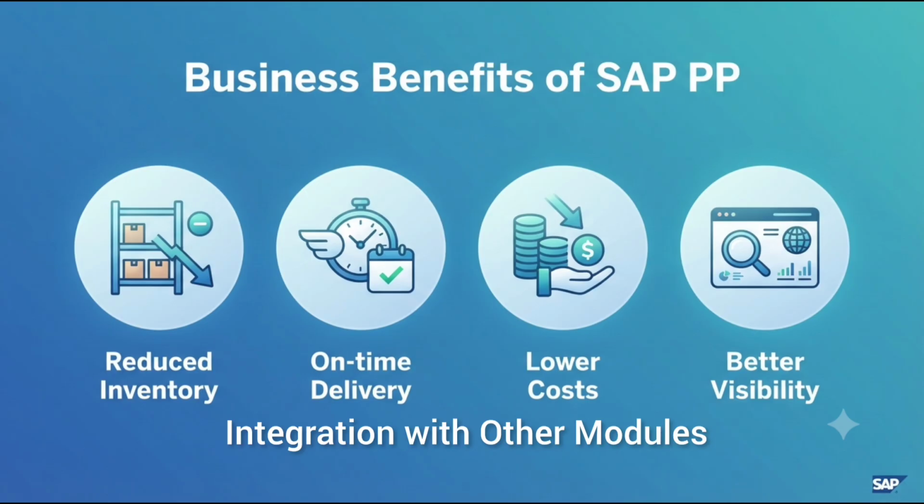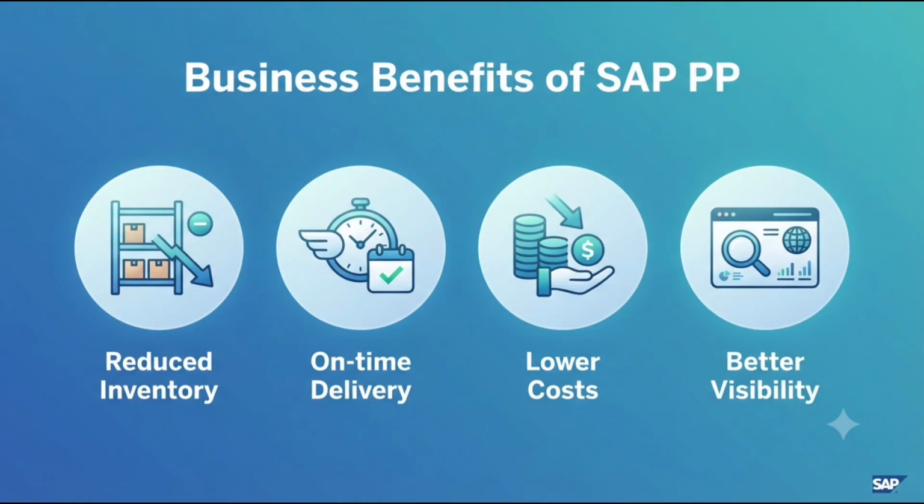Integration with other modules. SAP PP does not work in isolation. It is tightly integrated with other modules such as materials management, sales and distribution, quality management, and finance. Demand comes from sales, materials are procured through materials management, quality checks are handled by quality management, and costs flow into finance and controlling. This strong integration ensures that data remains consistent across the entire organization.